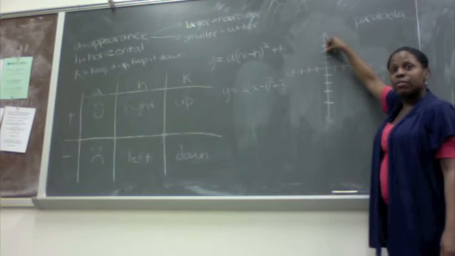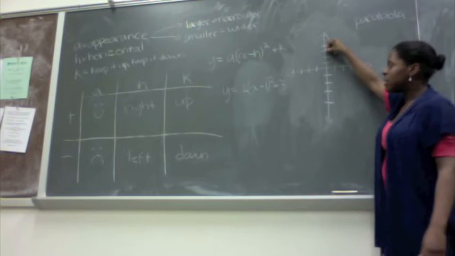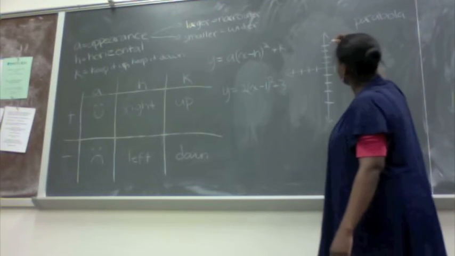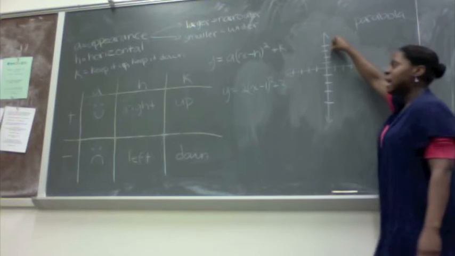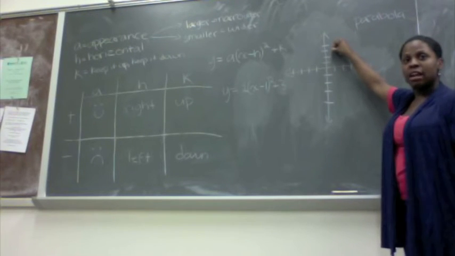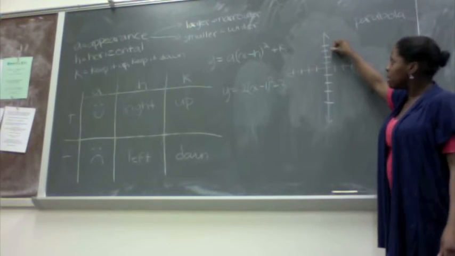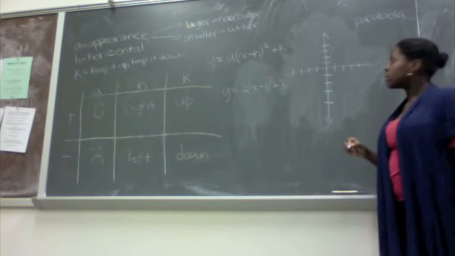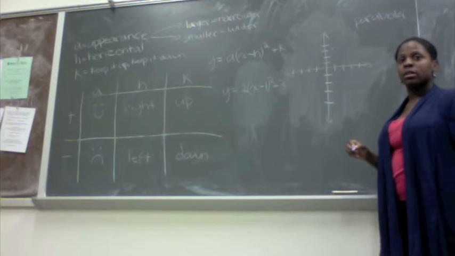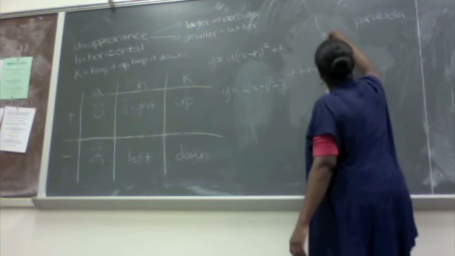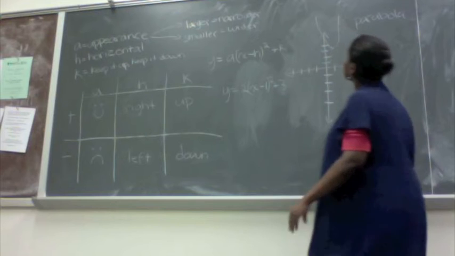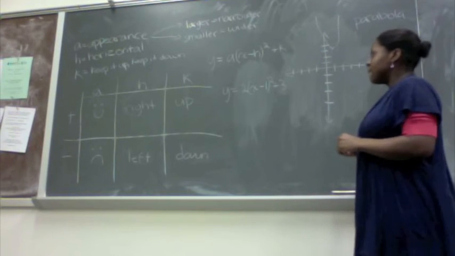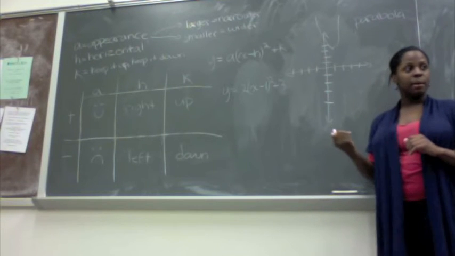So now let's go to h. Is h positive or negative? Positive. Good. So which way would I go? Right 1. Good. So we're here now. So a is positive or negative? Positive. Good. Is it larger than 1 or smaller than 1? Larger than 1. So what does that mean? It's going to be narrow. Good. So it's going to kind of look like that. Excuse my poor drawing, but you understand the gist. Okay. Anyone have any questions?